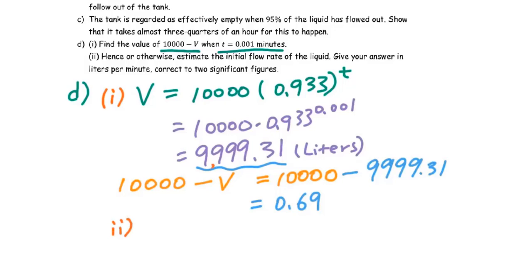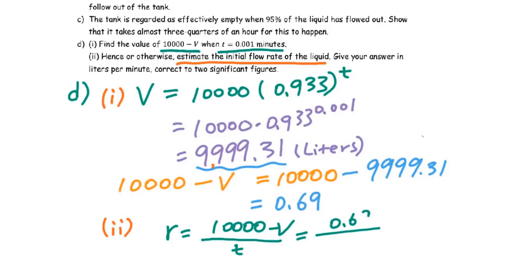Second question, hence or otherwise estimate the initial flow rate of the liquid. As we know, the initial flow rate of the liquid R equals original 10,000 minus V over the time. Then we plug in here 0.69 over 0.001. You will get 690. That will be liters per minute.